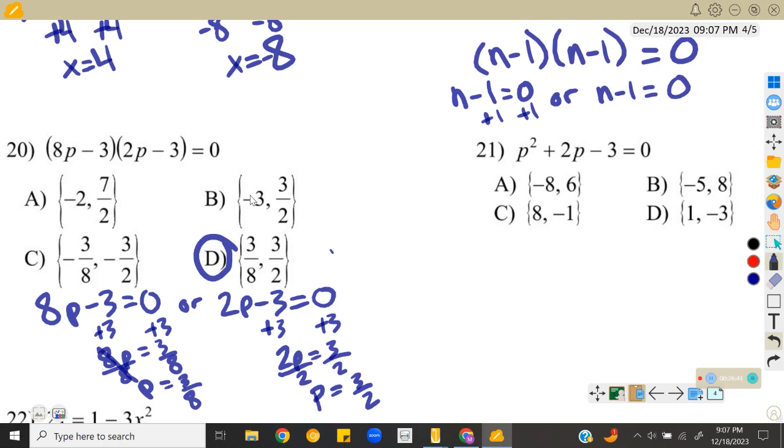We could try -3 and plug it into any of these and realize that that won't give us 0. If I plug in -2 for p, 8 times -2 gives us -16, and -16 minus 3 is not 0. If I plug in -2 here for p, then -2 times 2 gives me -4, and -4 minus 3 does not give me 0 either. So you could have solved these by process of elimination, but it would not be the ideal thing for you to do.